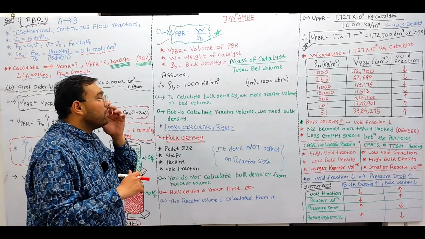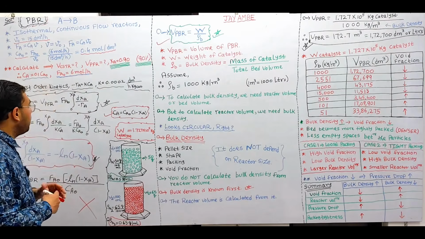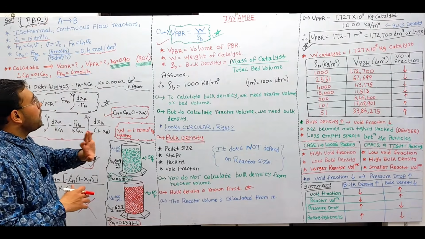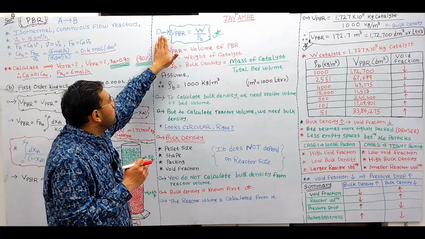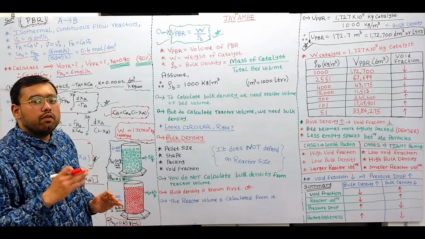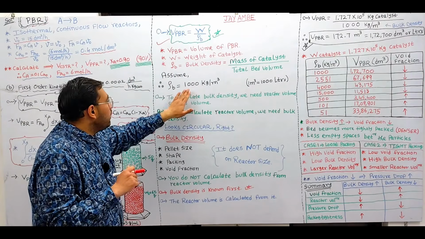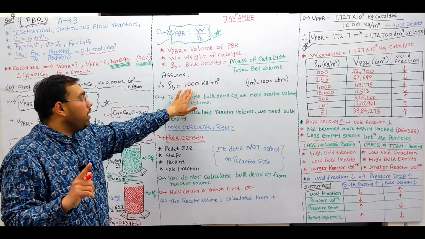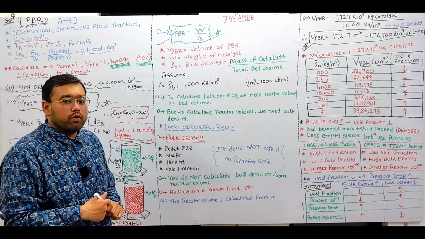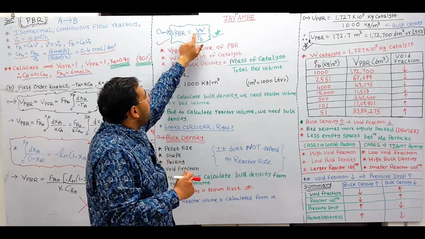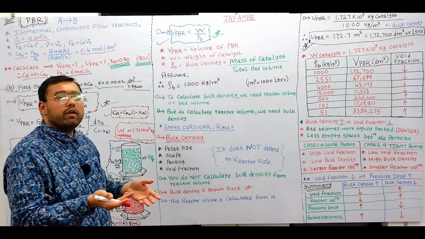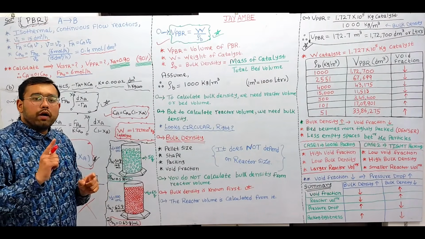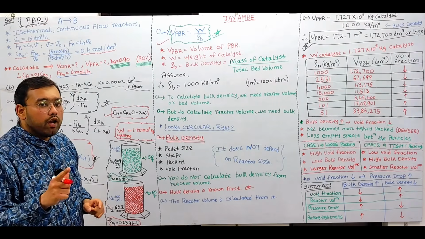So now we will solve the numerical example for this question. We are going to follow this actual approach to design the volume of the packed bed reactor, and here we are assuming the bulk density to be 1000 kg per meter cube. Now we have the weight of the catalyst, which we have already calculated by using the performance equation of the packed bed reactor.